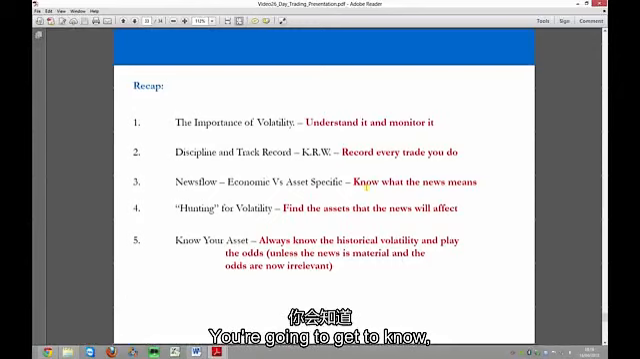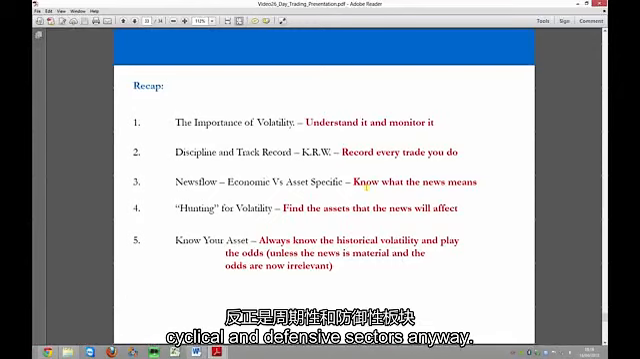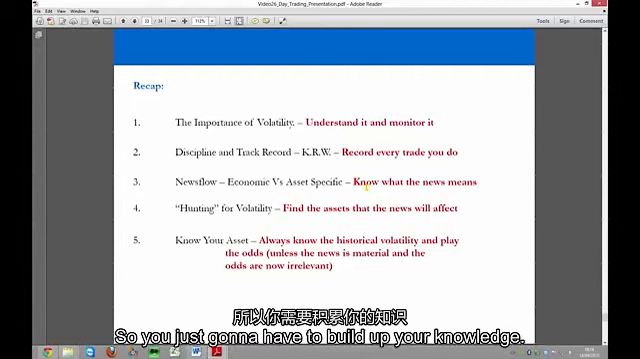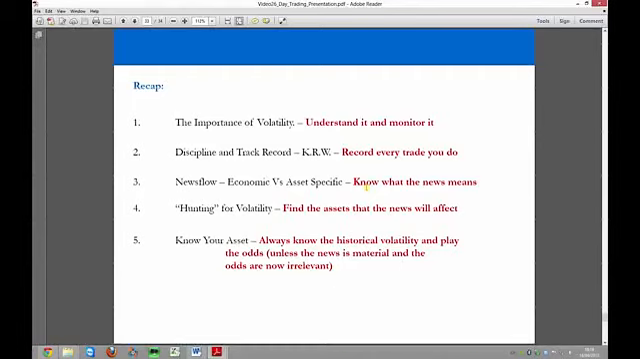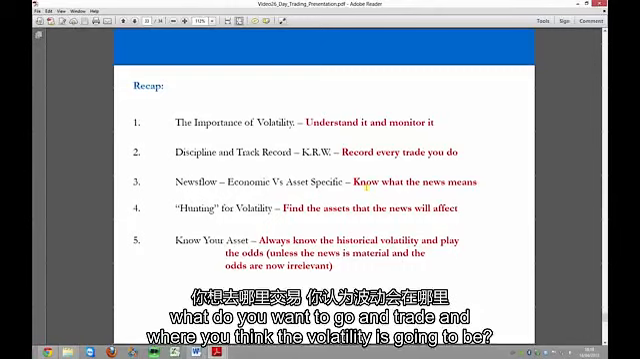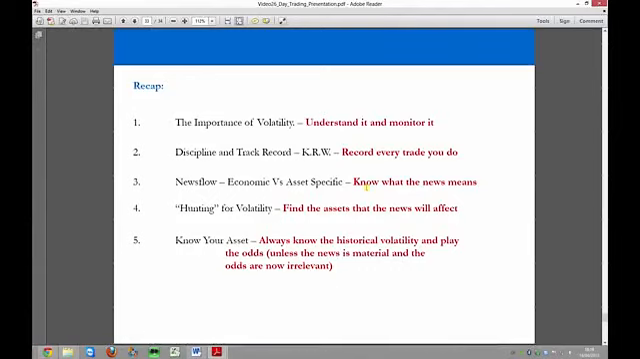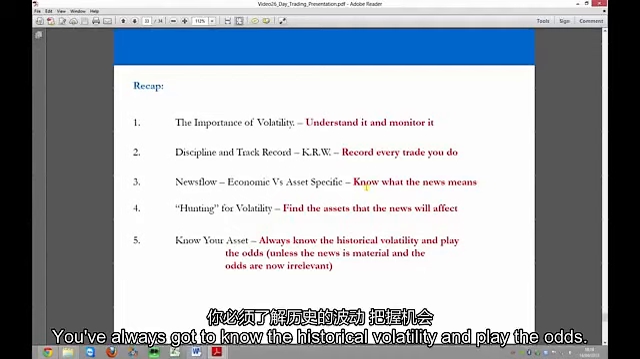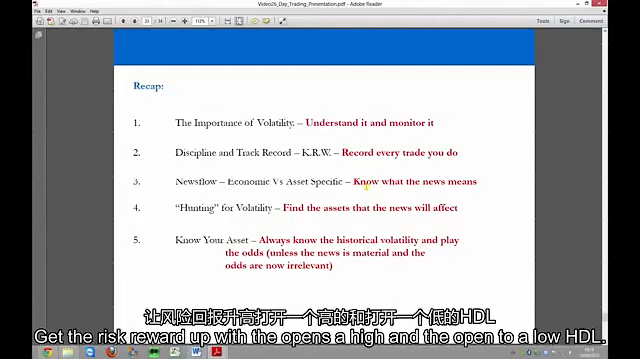Over time you're going to get to know cyclical and defensive sectors anyway, so you're just going to have to build up your knowledge. And lastly, knowing your asset: when you've actually decided what you want to trade and where you think the volatility is going to be, you've always got to know the historical volatility and play the odds. Get the risk reward up with the open to high and the open to low ATR.